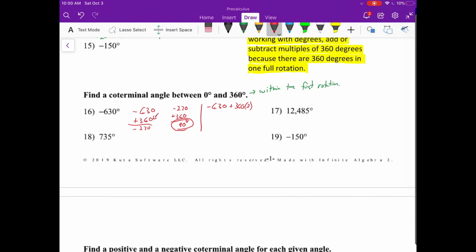So looking at number 12, that is a large angle, probably many rotations. So a way to think through really large angles, yes, we could take 12,485 and we could subtract 360. In fact, we could subtract multiples of 360. So if we were to think, let's subtract 10 times 360. Well, that would be 12,485 minus 3,600, which gets us down pretty quickly. We could work our way down and maybe subtract another 3,600 and then keep subtracting 360.